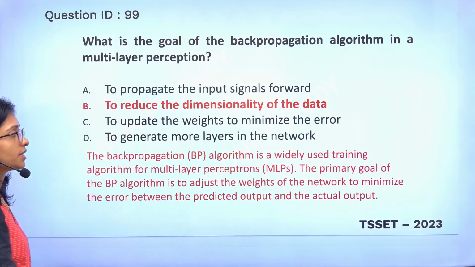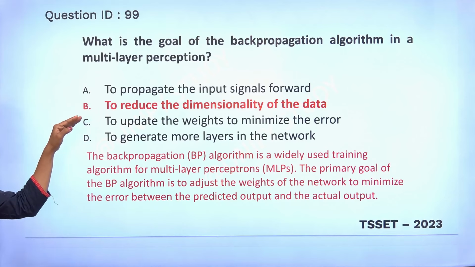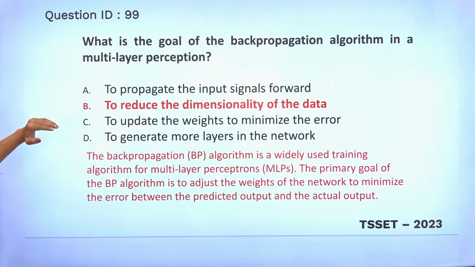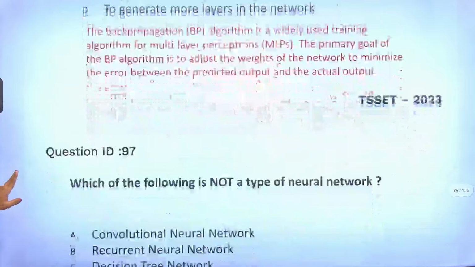That's why option B is correct. Why are we doing this, got it? So when the most preferable option is in front of you, this is your answer. Clear? Why not option 3?